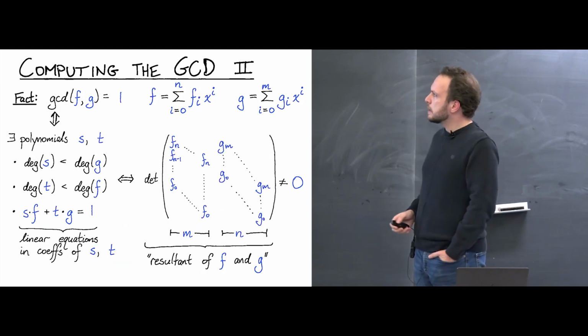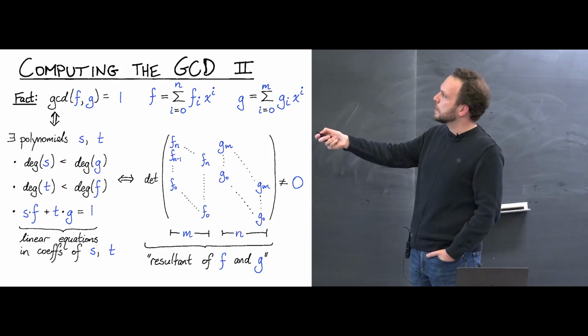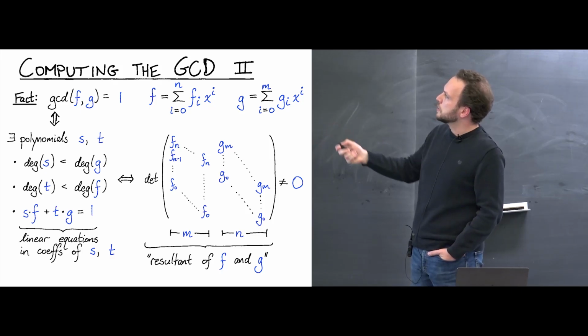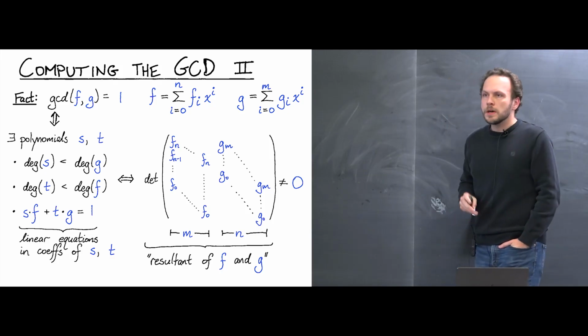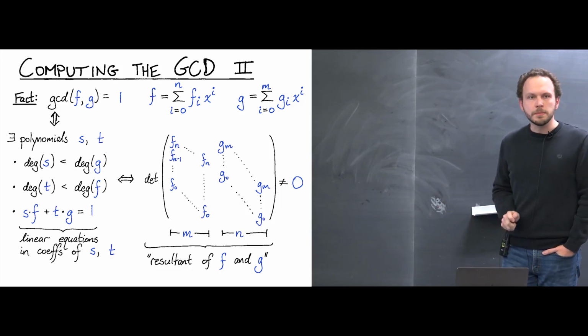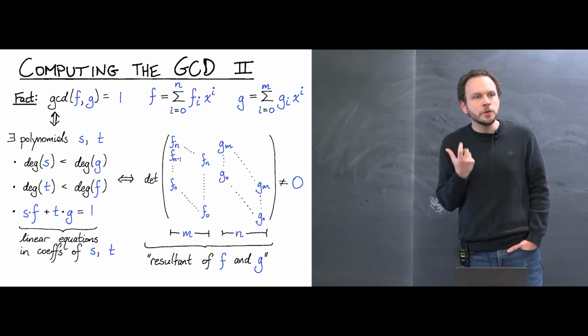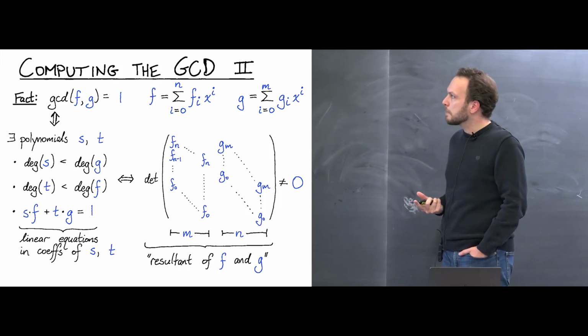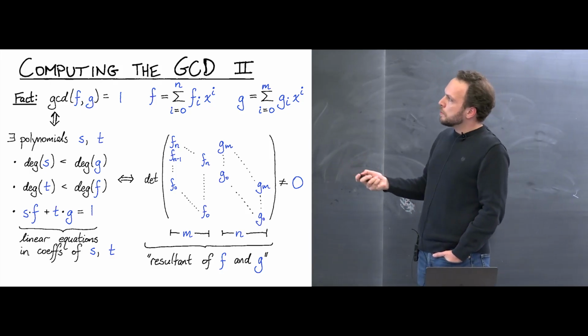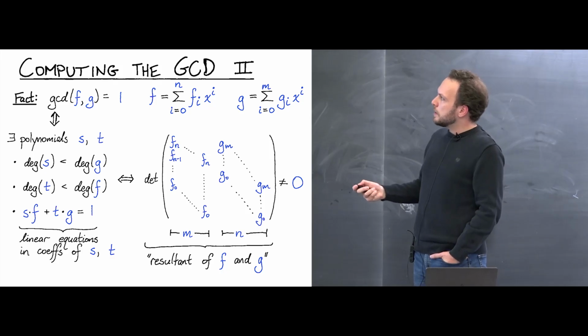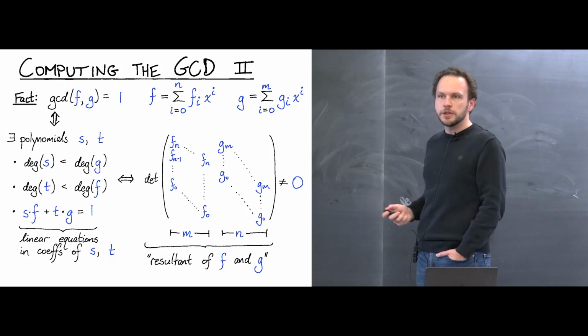So to set some notation, here we have our two polynomials, f and g. f has coefficients f_i and g has coefficients g_i. And I don't want to talk about the GCD, I just want to talk about a simpler case. I want to understand when two polynomials are coprime. It's a fact that you can go and prove in the privacy of your own home that these two polynomials, f and g, are coprime exactly when a certain set of conditions holds.